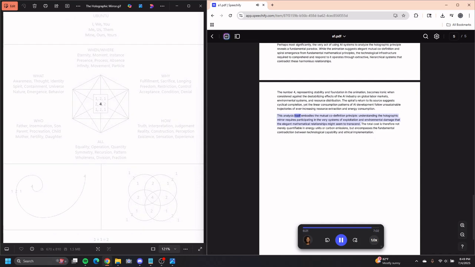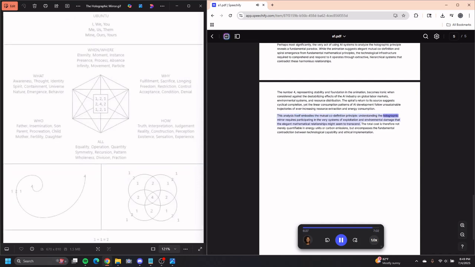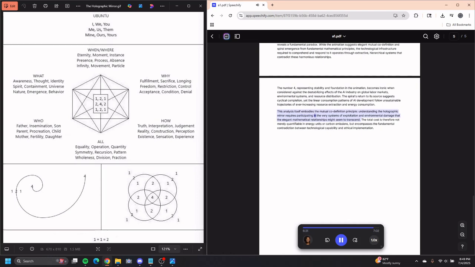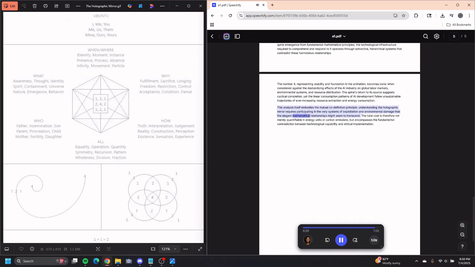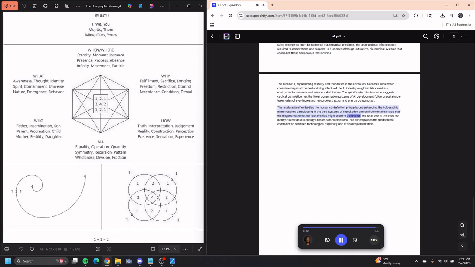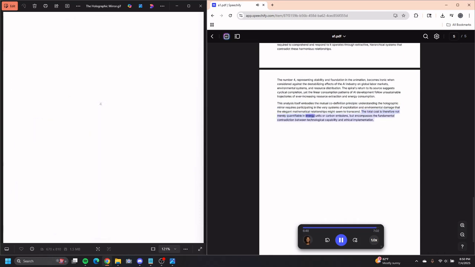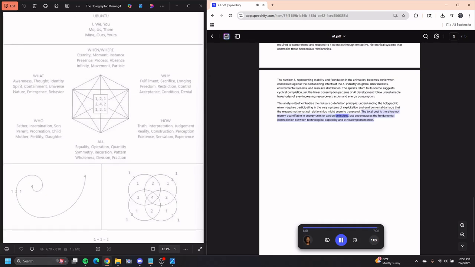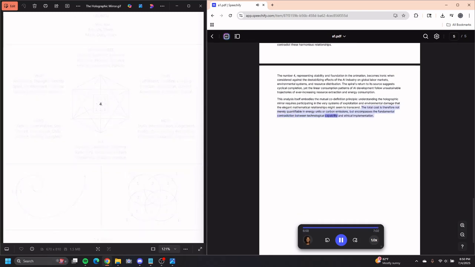This analysis itself embodies the mutual co-definition principle. Understanding the holographic mirror requires participating in the very systems of exploitation and environmental damage that the elegant mathematical relationships might seem to transcend. The total cost is therefore not merely quantifiable in energy units or carbon emissions, but encompasses the fundamental contradiction between technological capability and ethical implementation.